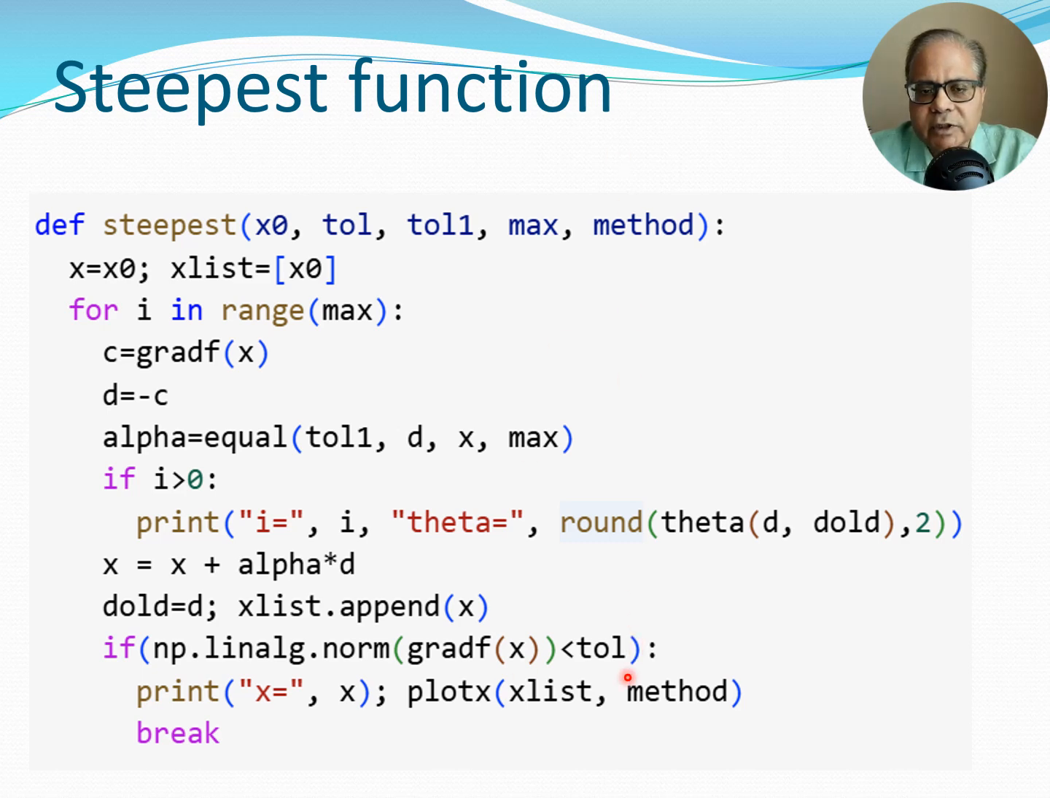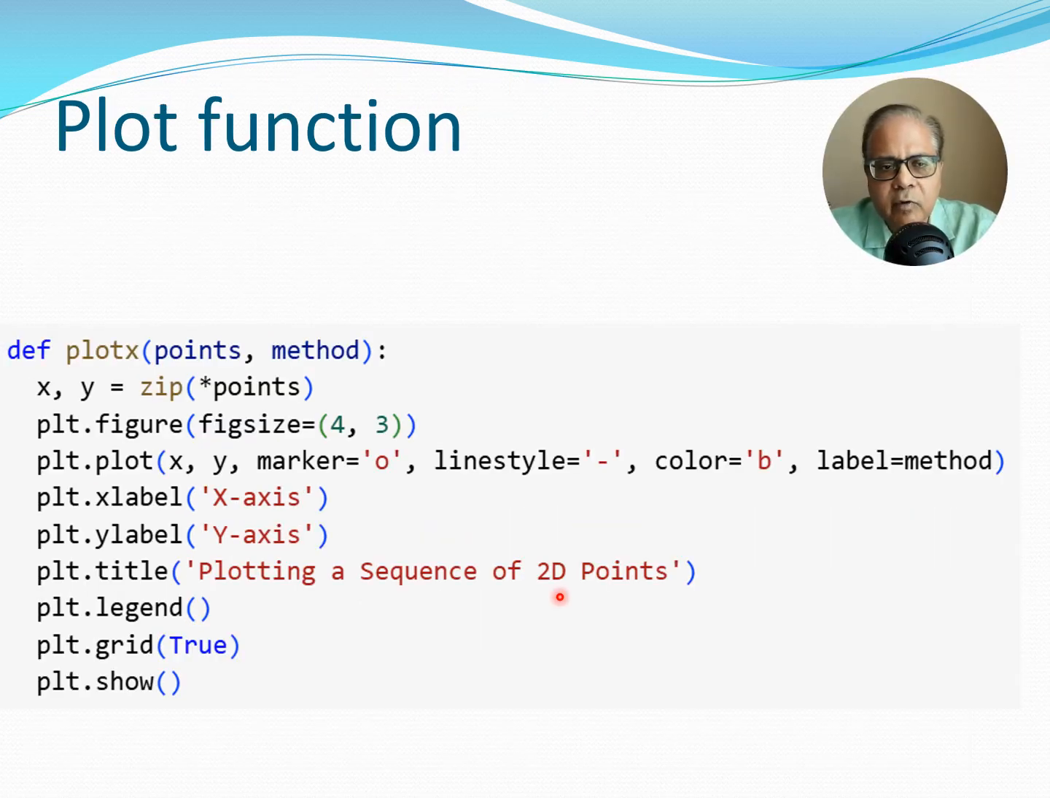Now in steepest descent, I do a few minor changes also. I put in this method here, and also I keep track of this list. So I have the X list here as X0, and then I continue to build up this list here using the append method. And then finally I plot this particular list here, and again I put in the method here. This method is only going to be used for nomenclature, as you will see soon. So that's the plot function.